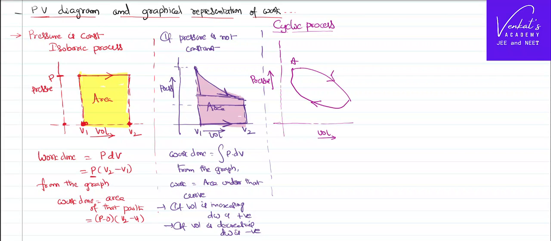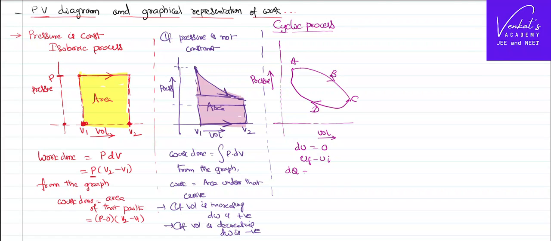It has moved from A, B, C, moved back to C, D, A. That kind of a process, where it comes back to its initial state of pressure and volume after certain time, is called a cyclic process. So one thing that you need to understand in a cyclic process is that it came back to its original state. That means its internal energy change is equal to 0, meaning final internal energy equals initial internal energy.